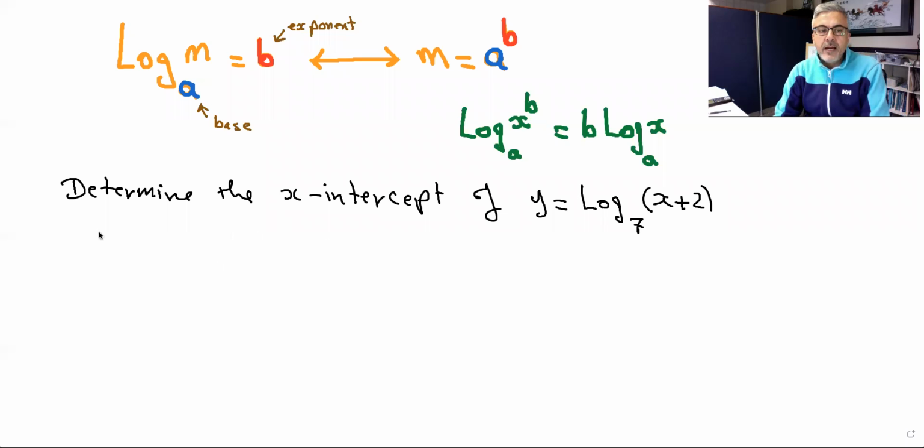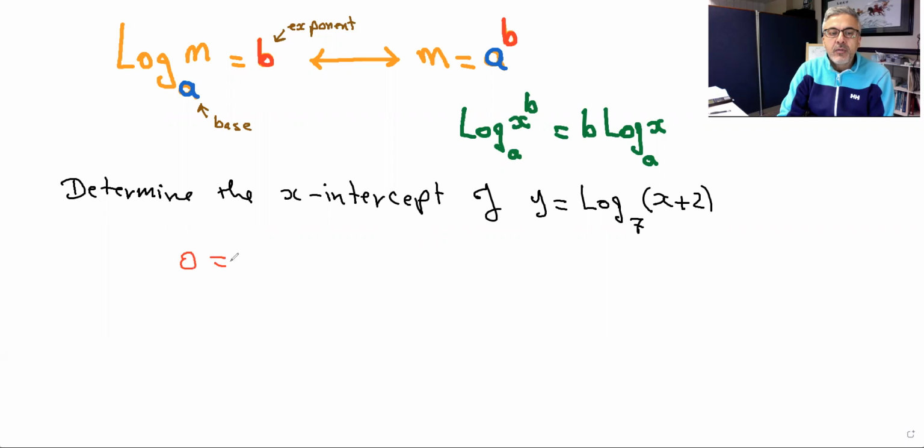One more question. Determine the x-intercept of y equals log base 7 of x plus 2. We will talk about graphing logs later, but every time you want to find an x-intercept, you want to make y 0 and solve for x. So that's what we need to do here.